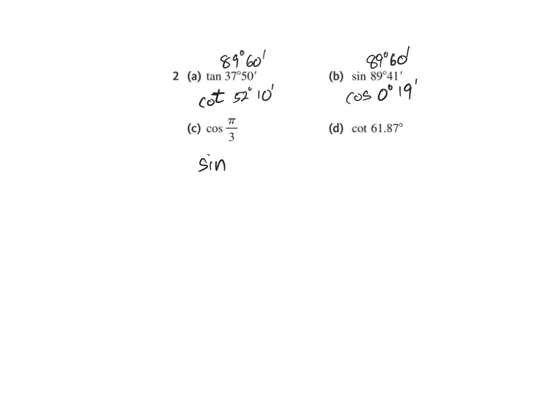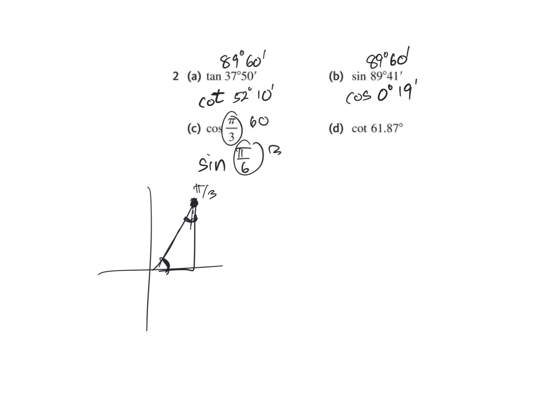Again, visually speaking, if you're at pi over 3 on the unit circle, and that's the cosine, the sine of the 30 degree angle is going to be pi over 6. So this is 60, this is 30 in degrees. The cofunctions add up to 90 degrees. And cotangent, these two numbers have to add up to 90 degrees.